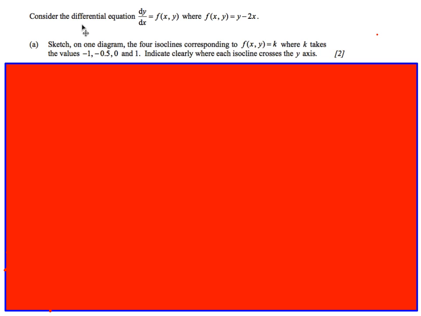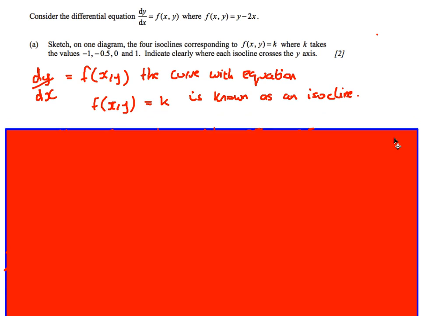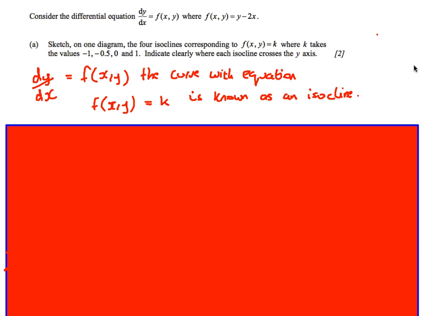The first thing that we need to do is to sketch on a diagram the isoclines corresponding to f of x, y equals k, where k takes values minus 1, minus 0.5, 0 and 1, and then we obviously indicate where they cross the y-axis as well. So the first thing we need to remember is, what is an isocline? We have this basic definition: if we've got a differential equation dy by dx is some function, then the curve with the equation that function equal to k is known as an isocline.